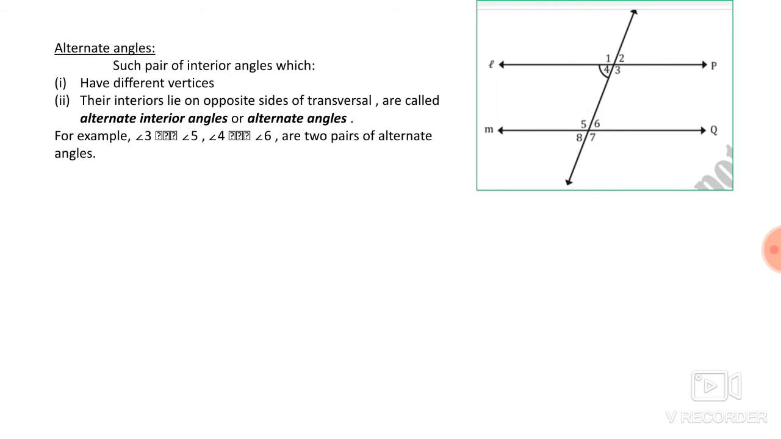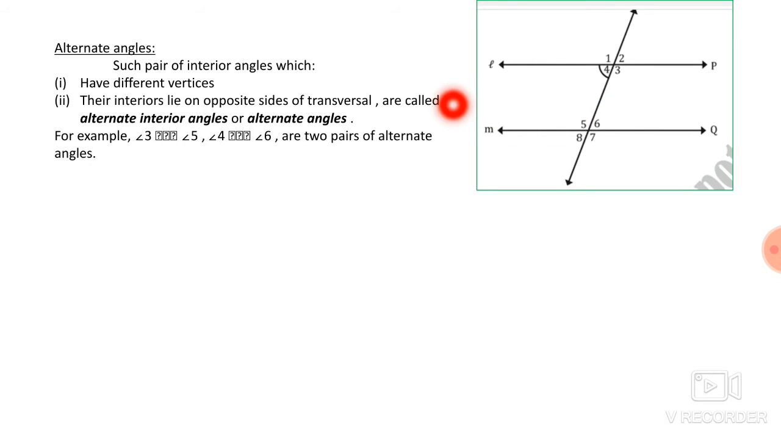So according to the first condition, such interior angles that have different vertices, if I consider angle 4, then its alternate angle will be from 5 and 6, or if I consider angle number 3, its alternate angle will be from 5 and 6. So if I have considered angle number 4, let us check the second property. Their interiors lie on opposite sides of the transversal. We have chosen angle number 4 and we are finding its alternate angle. 3 is not the option because it has the same vertex. We have two options, angle number 5 or angle number 6.